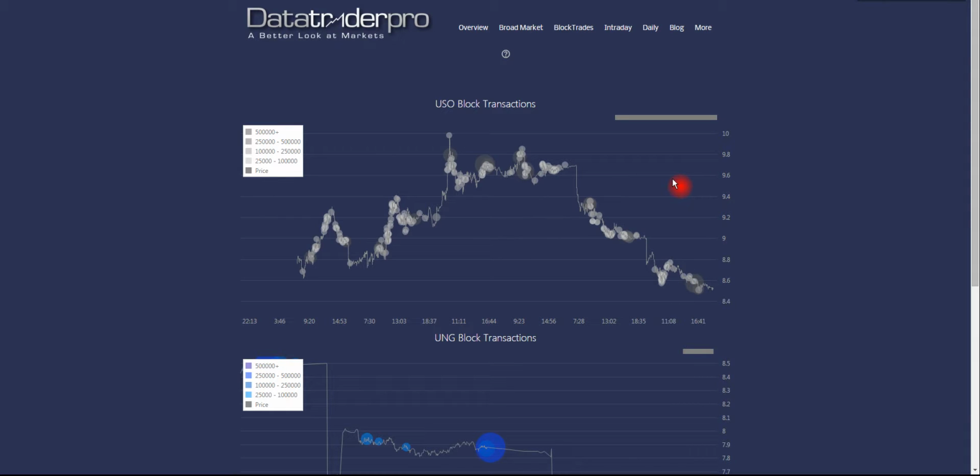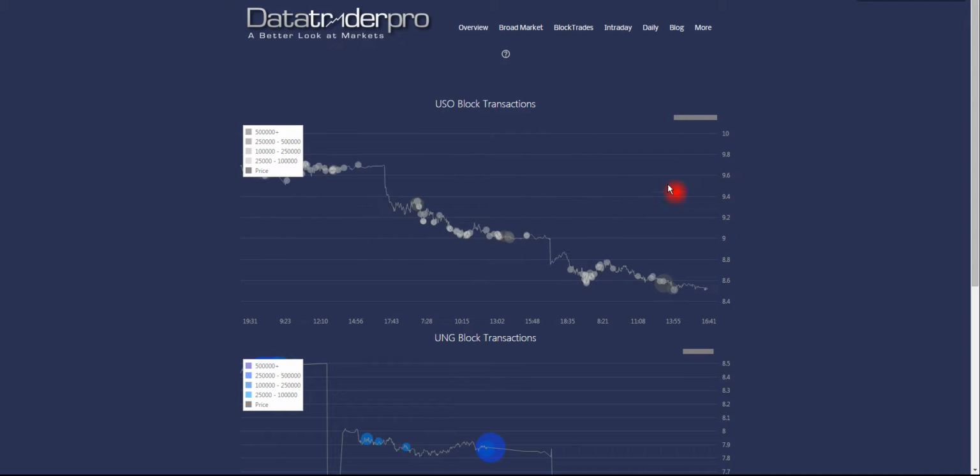USO's been a choppy mess. Huge rally up from the 27 level up to 34s on CL, the oil futures. USO rallied with that, with a lot of distribution at the highs. Boom, we fell. Some either covering of shorts or fresh buys down here.